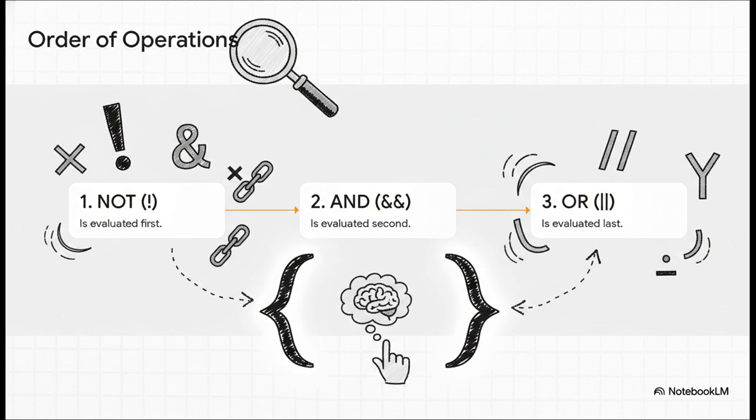But honestly, here's a pro tip. Don't try to memorize that. Just use parentheses to group your conditions together. It makes your code so much easier to read and removes any doubt about what you want to happen first.